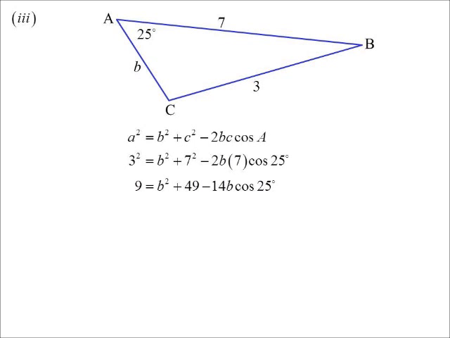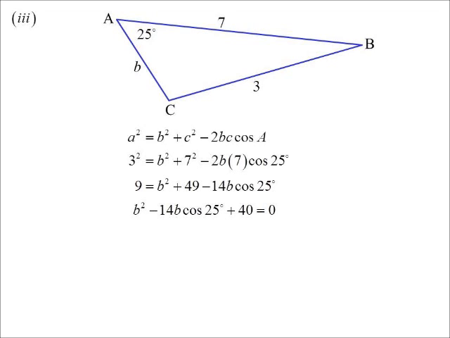A squared is b squared plus c squared minus 2bc cos a. It's just that what I want to find is not the subject of the formula. So I'll get 3 squared is b squared plus 7 squared minus 2b times 7 cos 25. I end up with a quadratic. And it's an interesting quadratic. What multiplies together to give 40 and adds together to give negative 14 cos 25?